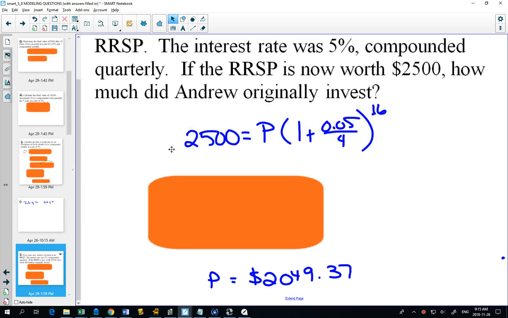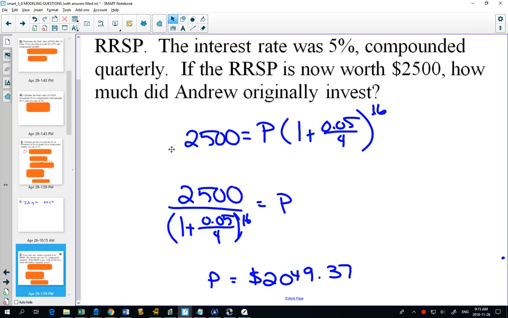So we plug everything into the formula. The p is not an exponent, so you don't need to use logarithms at all. You just need to divide to get p by itself. Plug that into your calculator, and you should get $2,049.37.